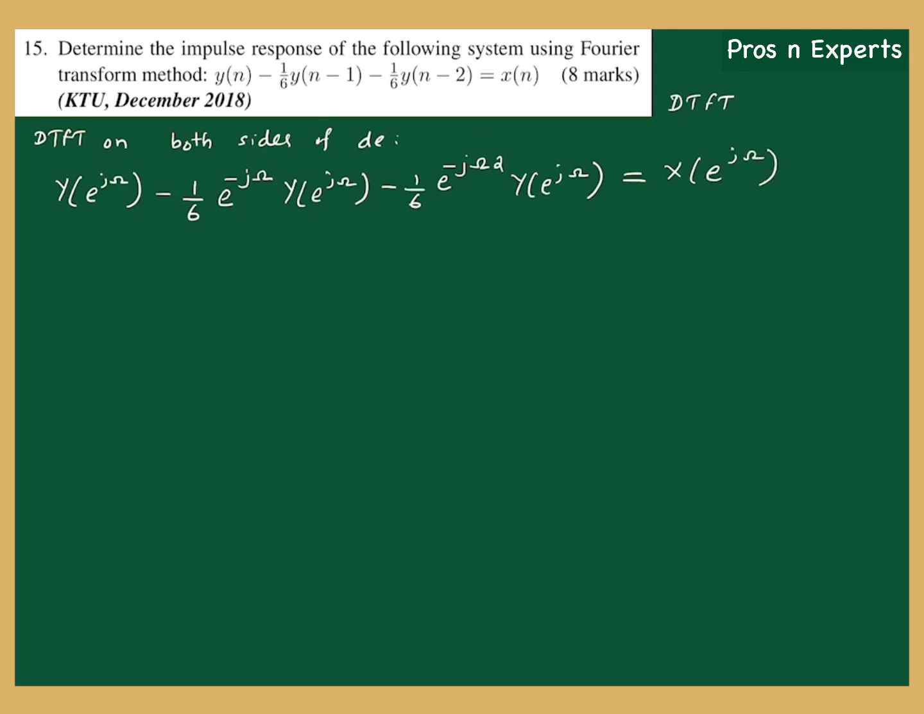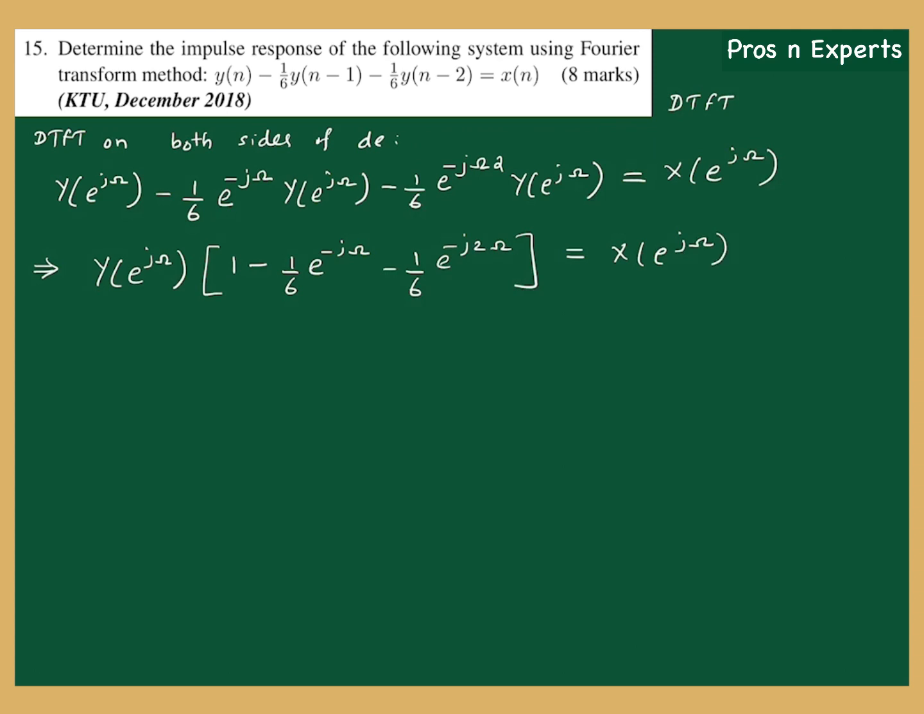Okay, now a similar procedure we have followed in many questions in the previous videos. You take Y of e raised to j omega outside, so 1 minus 1 by 6 e raised to minus j omega minus 1 by 6 e raised to minus j2 omega will be equal to X of e raised to j omega. Listen, the question is to find the impulse response.